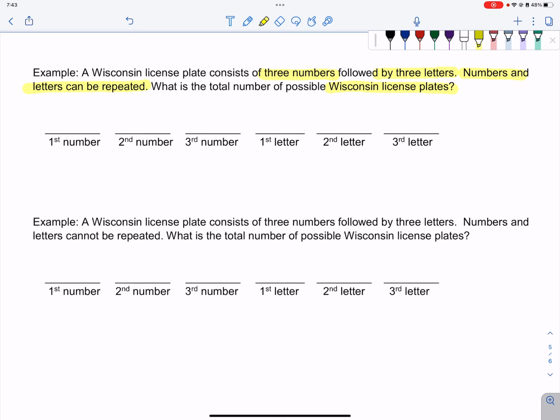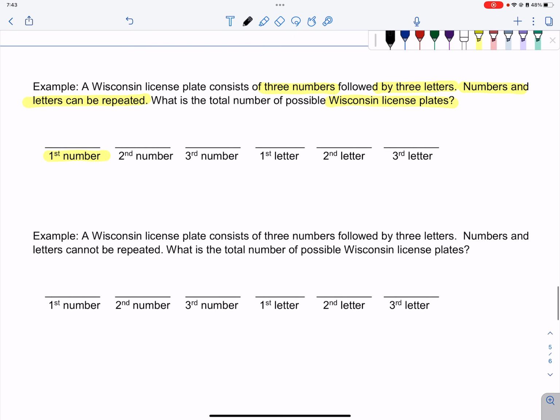So that means I have essentially 6 positions in this license plate. I have my 3 numbers and then my 3 letters. So if I first look at my first number of this license plate, I need a single digit number. So my possibilities for that are 0, 1, 2, 3, 4, 5, 6, 7, 8, and 9. And now let's count up how many of those we have from 0 through 9. Well, there's 10 different numbers there. So I have 10 different numbers to choose from for that first position.